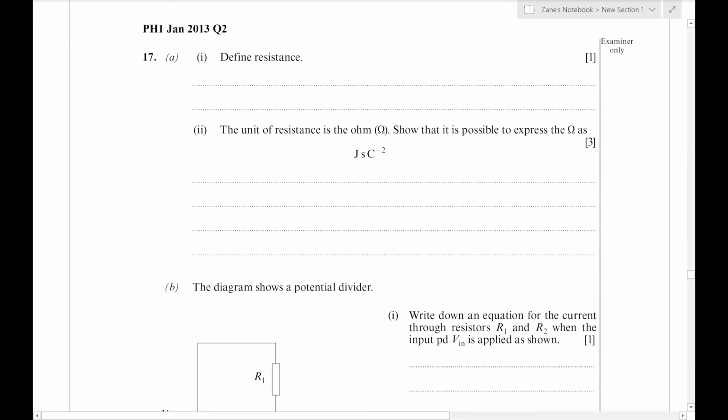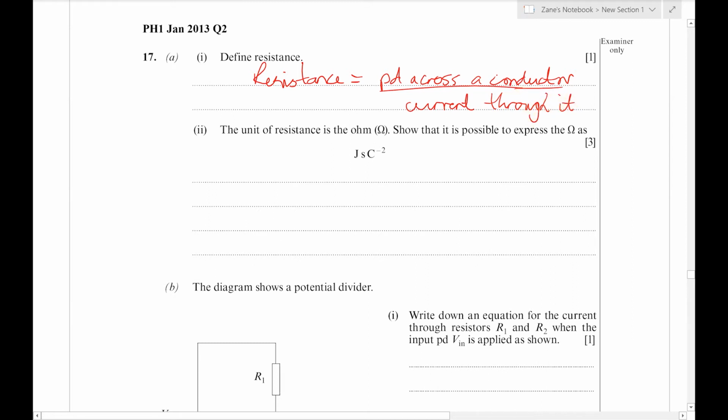So first thing we're asked to do is to define resistance, and the resistance of a conductor is defined as the potential difference across a component, divided by the current through it. It's basically R equals V over I, but put into words rather than letters.